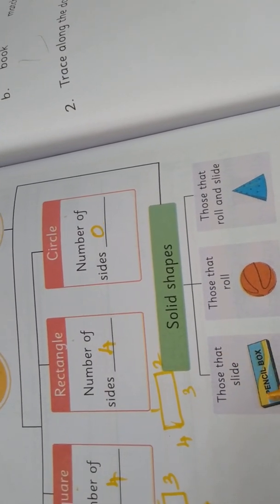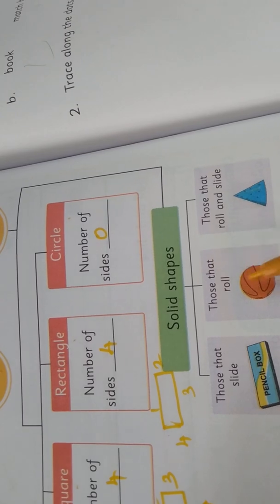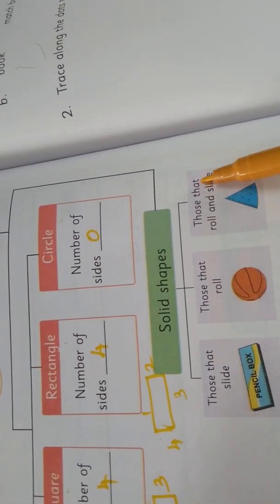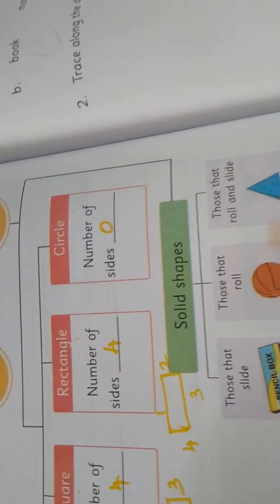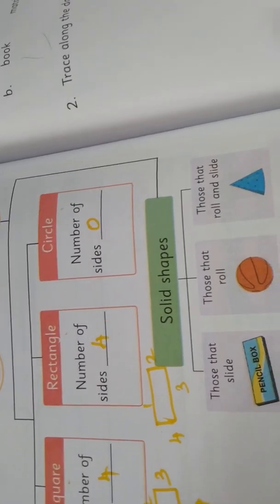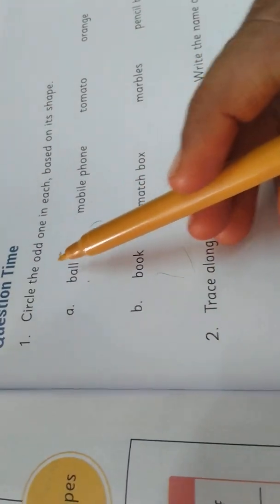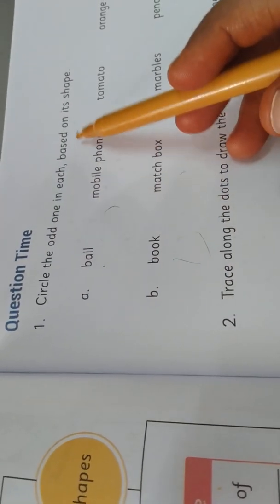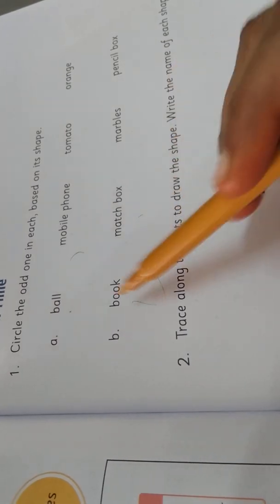Those that slide. Those that roll. Those that roll and slide. These we have seen in the earlier activities. See the next question time. Circle the odd one in each based on its shape. Which is the odd one? You want to circle it in these two questions.